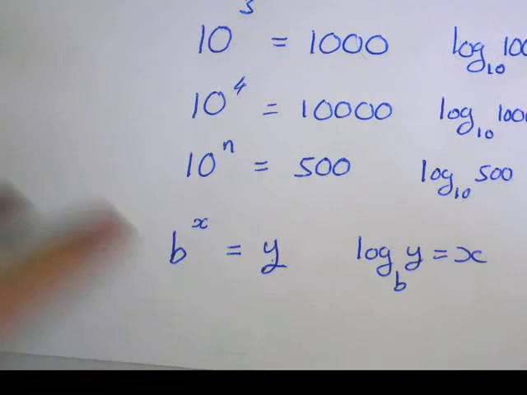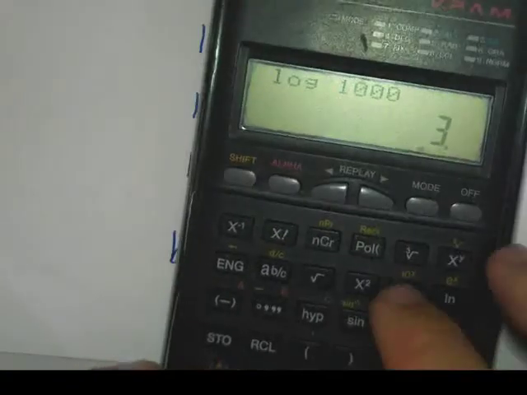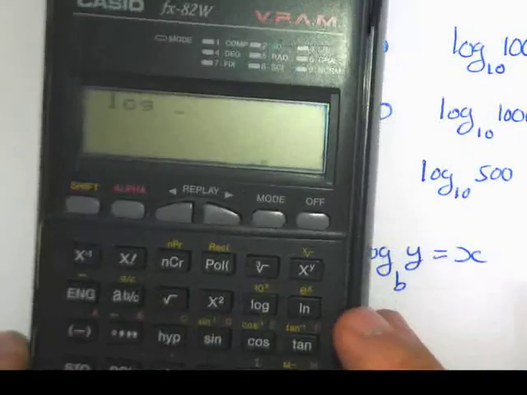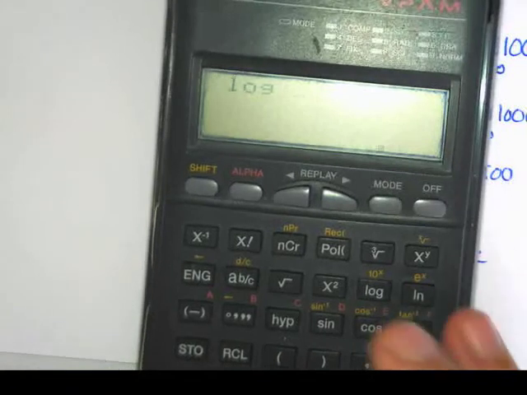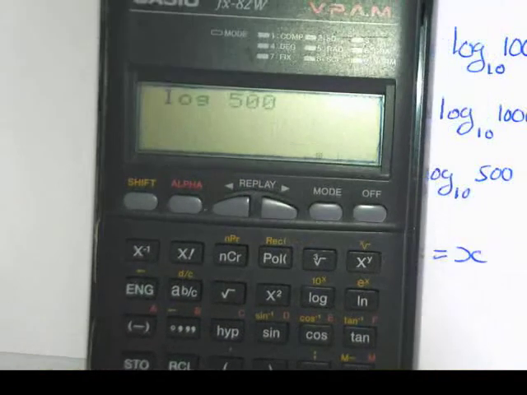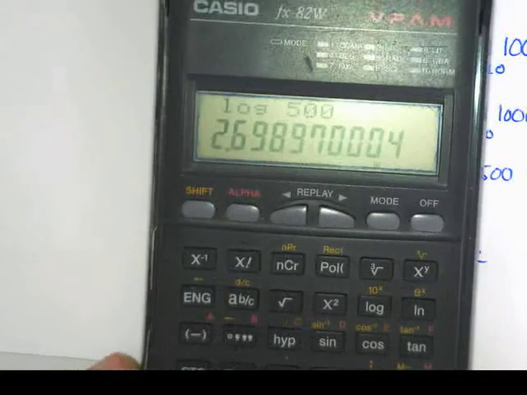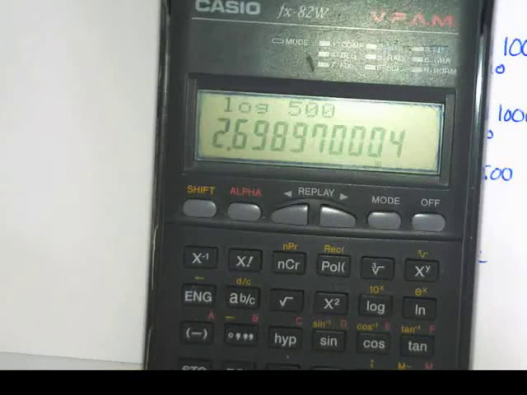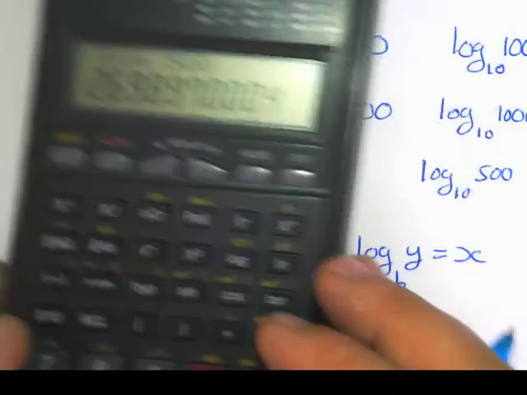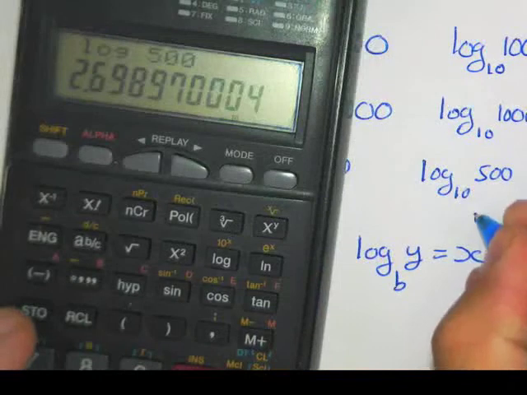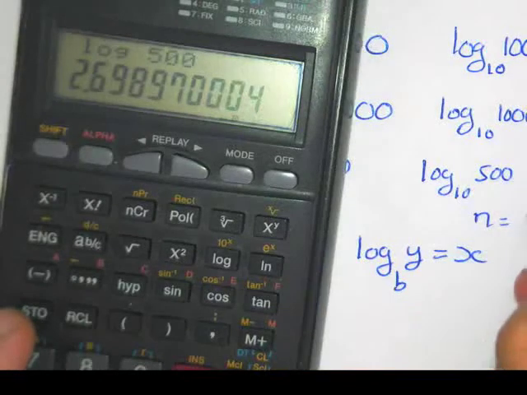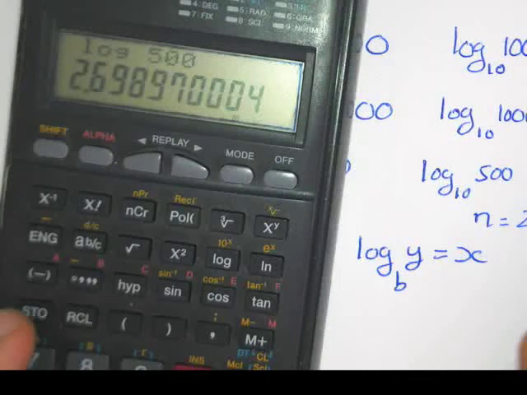So I can do that on my calculator. Let's try it. Log of 500, wasn't it? Yeah, so 500 equals now 2.6989700004. Okay, so n equals all of that, 2.6989700004. Now I might want to approximate that.